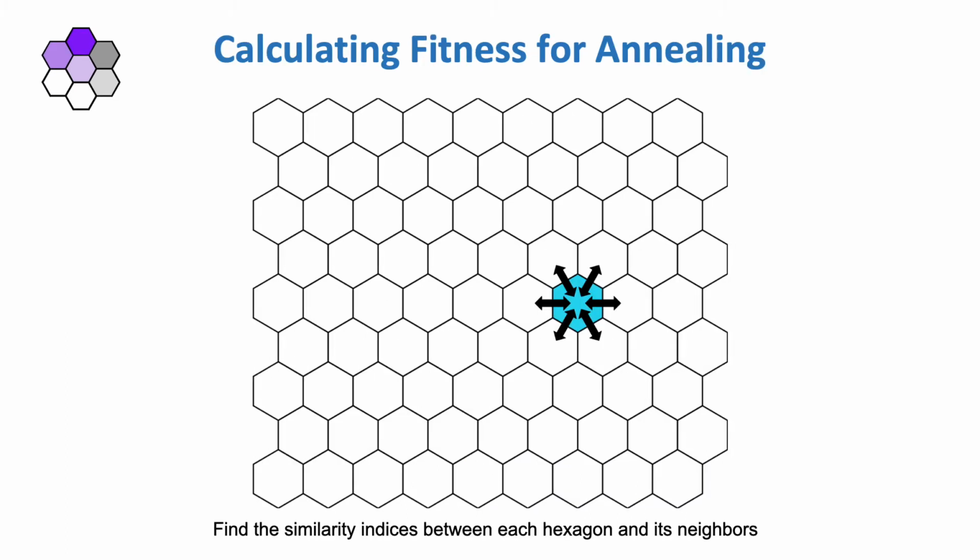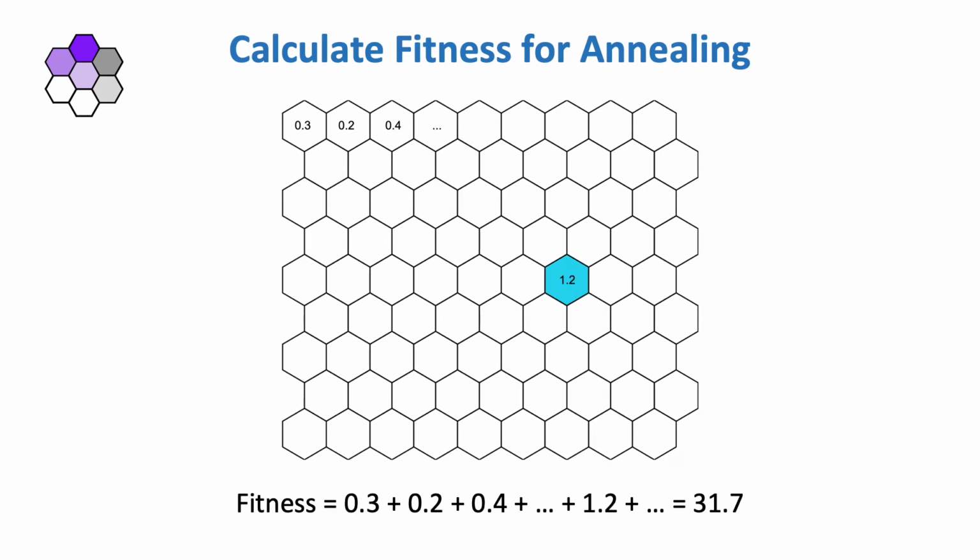For the algorithm, first, the overall fitness of the canvas is calculated. The fitness of the canvas is measured by first summing the similarity indices for all of the neighbors of each hexagon, as shown here. Then, all of the totals for each hexagon are summed. This gives us a quantitative value for the fitness of the canvas.